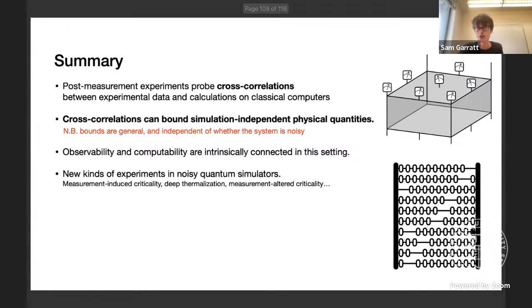And of course, the larger outlook here is that there are new kinds of experiments you can do in noisy quantum simulators by determining unambiguously the effects that measurements have on a quantum state. And this is now becoming a reality in a wide variety of platforms.